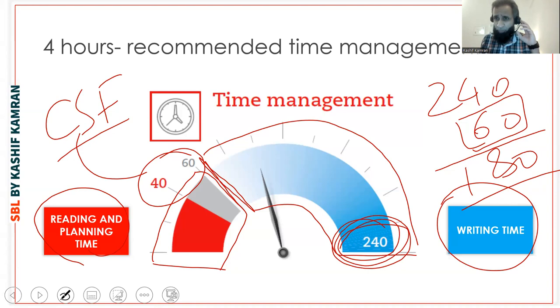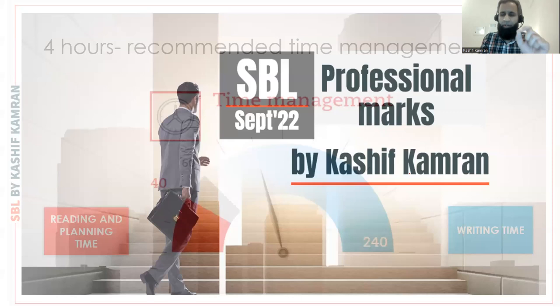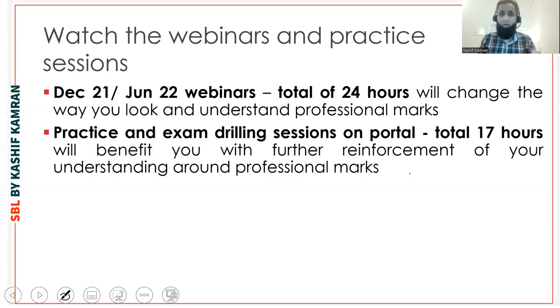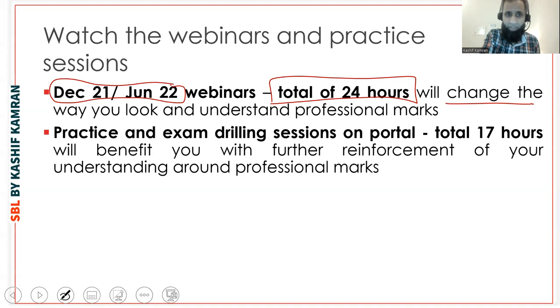Okay, moving onwards. Professional marks, something very critical in the SBL paper because you cannot expect to score 0 out of 20. If you expect to score 0 out of 20 and then even pass the SBL paper, this formula is the most illogical formula for me as a tutor. I normally tell my students, aim at 15 out of 20 marks when you're looking at the professional marks in the SBL paper. Now, my December 21 webinar and my June 22 webinar, which are available, and they are a total of 24 hours, will change the way you look and understand professional marks.